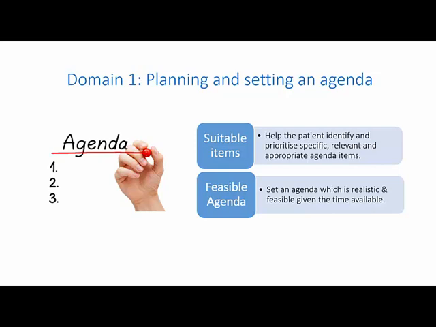The second item is about the feasibility of that agenda. Did it seem like, given the amount of time that they had in the session, that actually the items that they included on that agenda were realistic and were feasible?